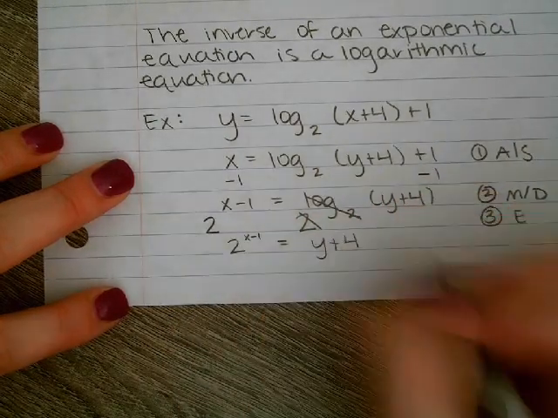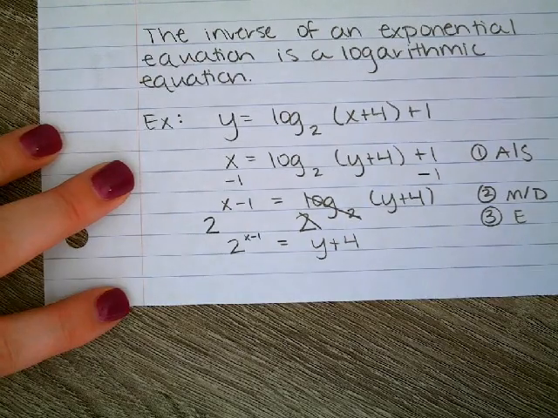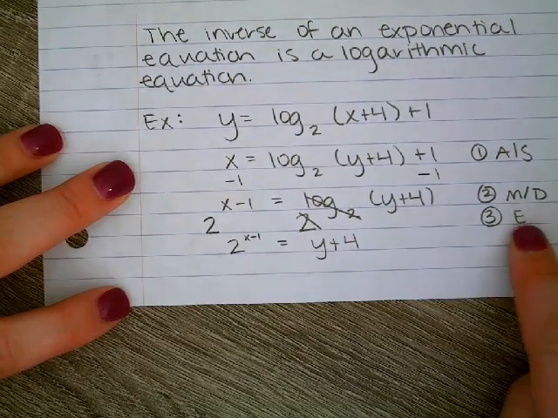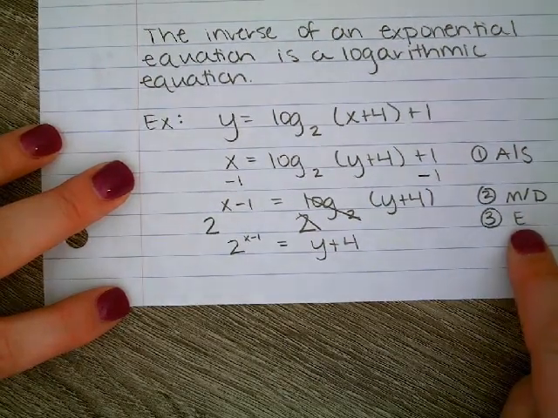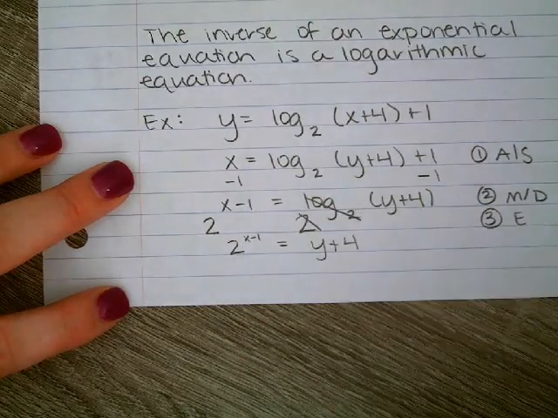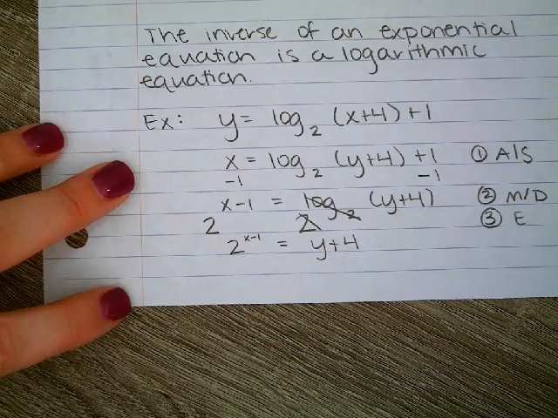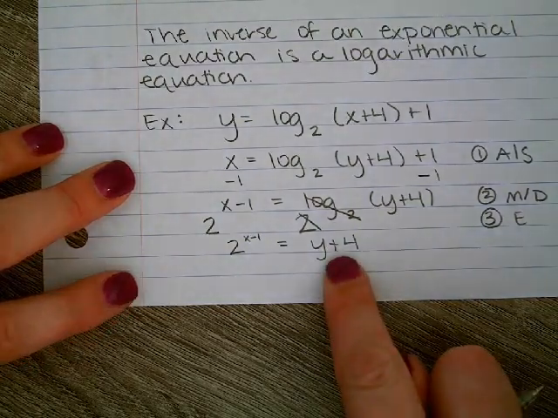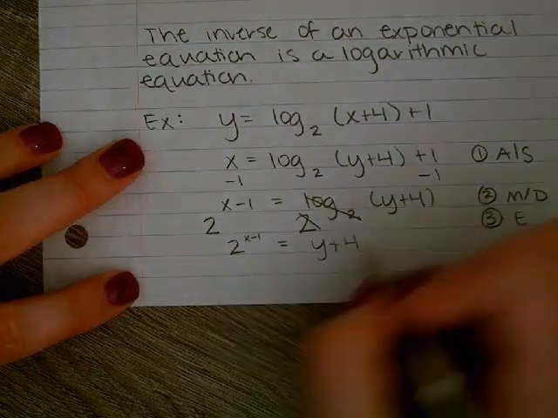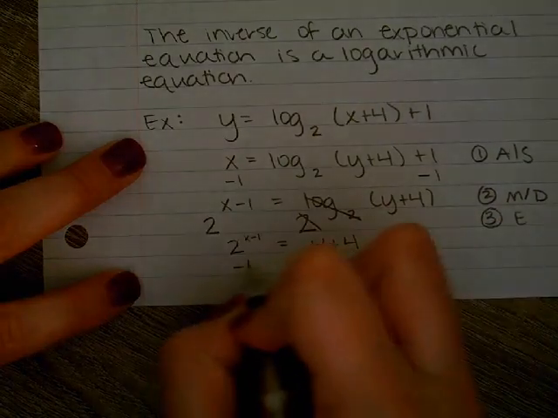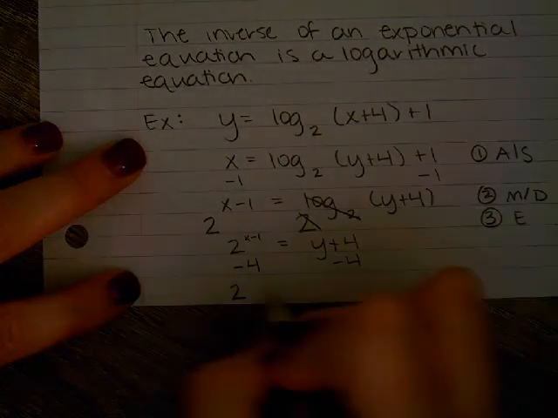So that's actually how you undo a log, is you raise something to an exponent. You take the base of 2 and raise it to an exponent. It's called exponentiating both sides. I will not test you on that word. All right, and then at this point, it's pretty easy. You just have to get the y alone, minus 4. So we have 2 to the x minus 1.